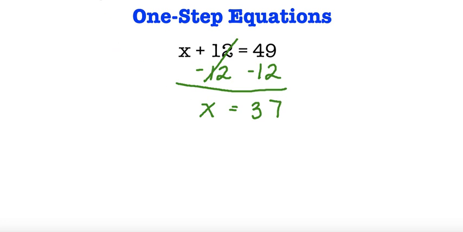If we wanted to go back and check our work, all we would have to do is 37 plus 12 equals, and remember that in order to check it, we're going to go back and substitute for x with the value that we found. So 37 plus 12 is 49. So we know that this is correct, and x is equal to 37.